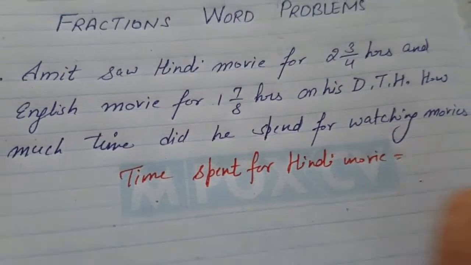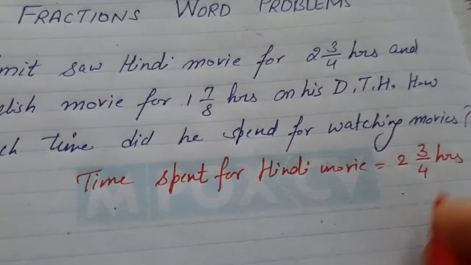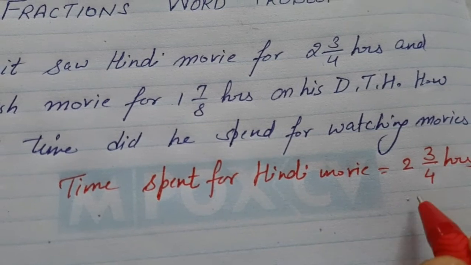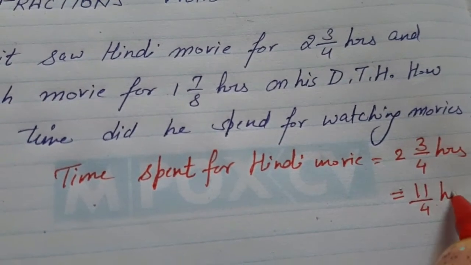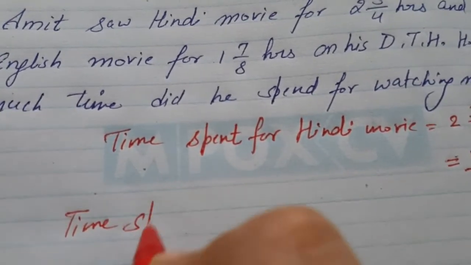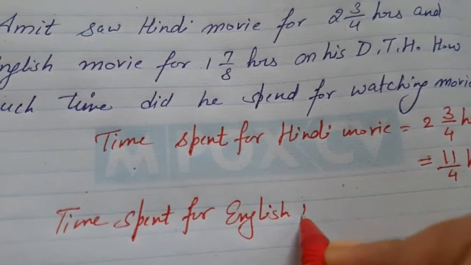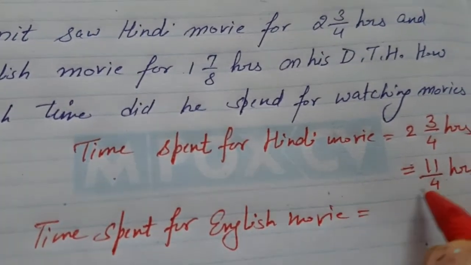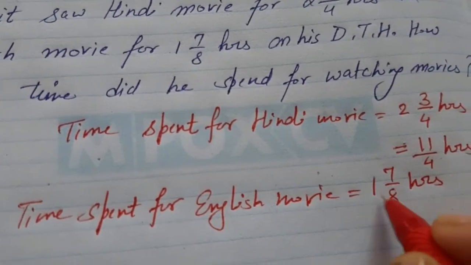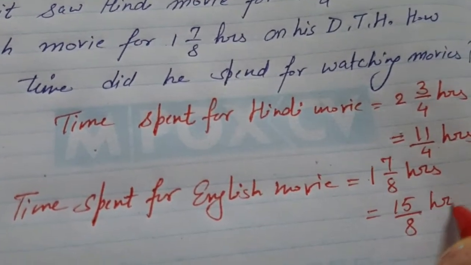for the Hindi movie, that is 2 and 3 by 4 hours. We will change it into an improper fraction. 4 2s are 8, 8 plus 3, 11 by 4 hours. Next is time spent for the English movie, that is 1 and 7 by 8 hours. 8 ones are 8, 8 plus 7, that is 15 by 8 hours.